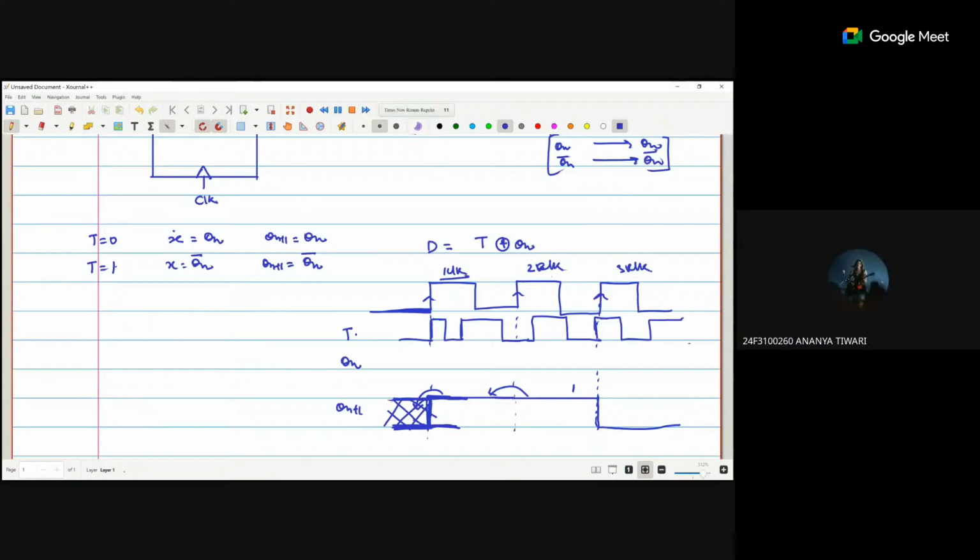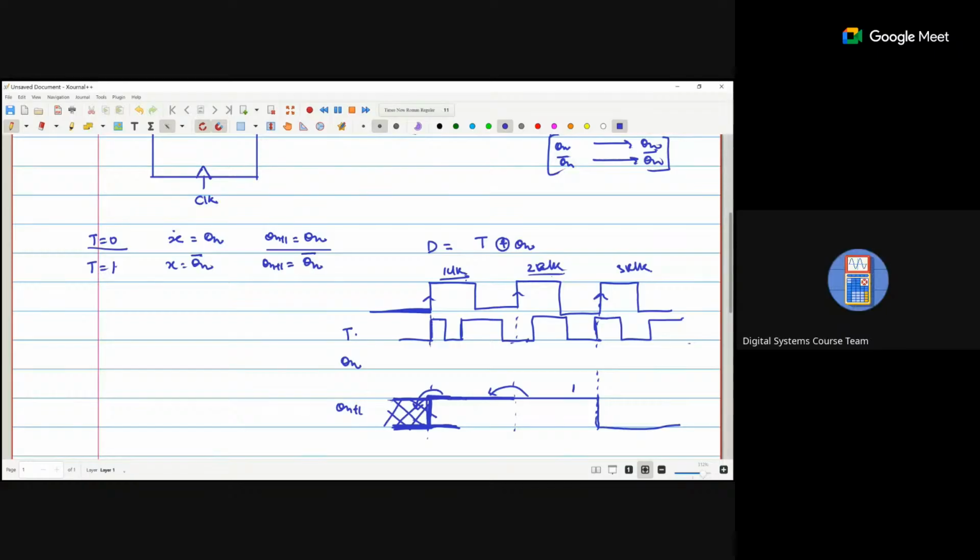Sir, in the second clock, it should be 0, right? Because earlier was 1. In the second clock, what will be happening? T is zero. That means Qn plus one is the Qn. That means the second clock pulse output will be dependent on the first clock pulse output. And what is the first clock pulse output? One. So it will remain the same.